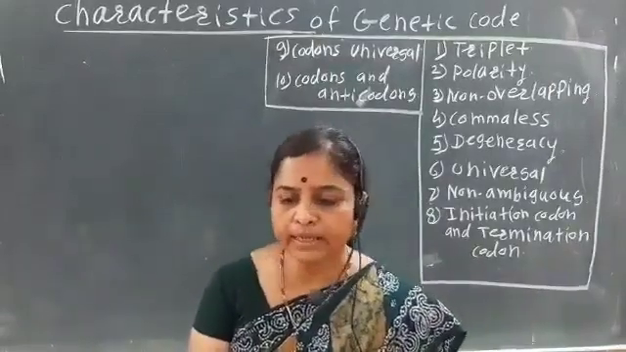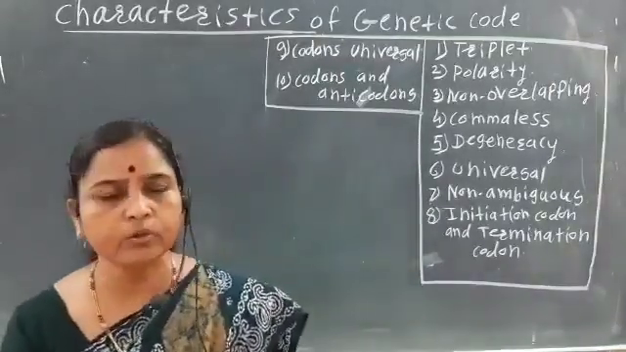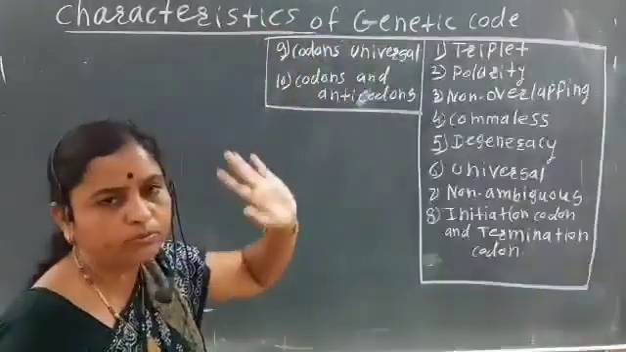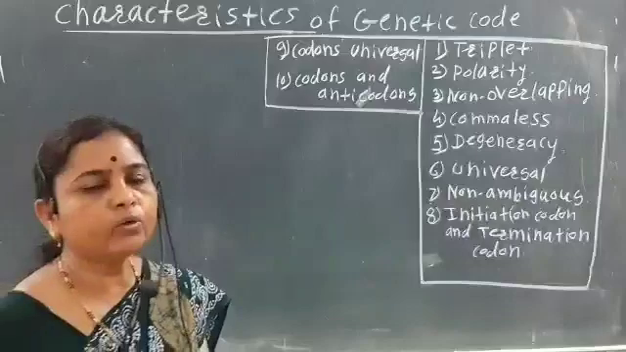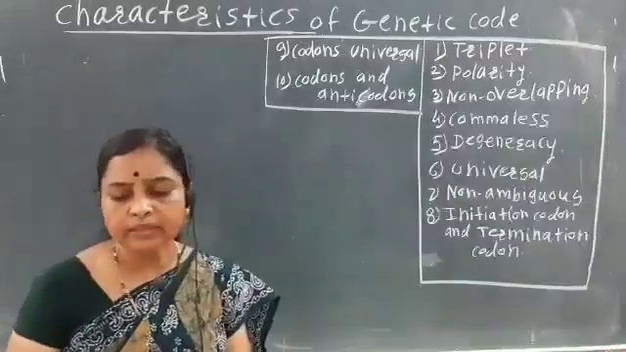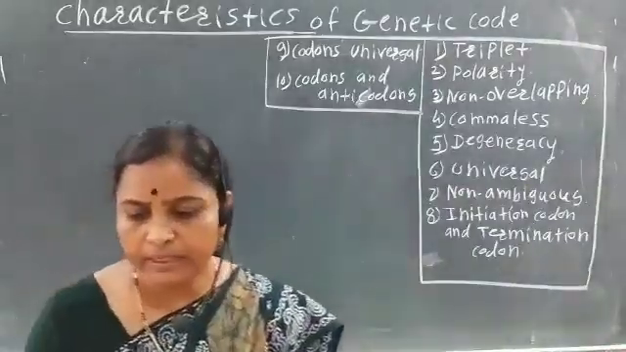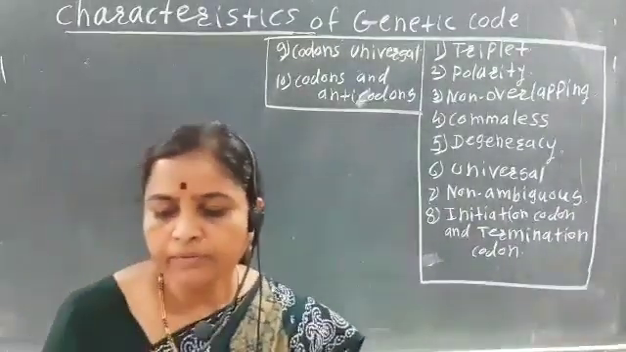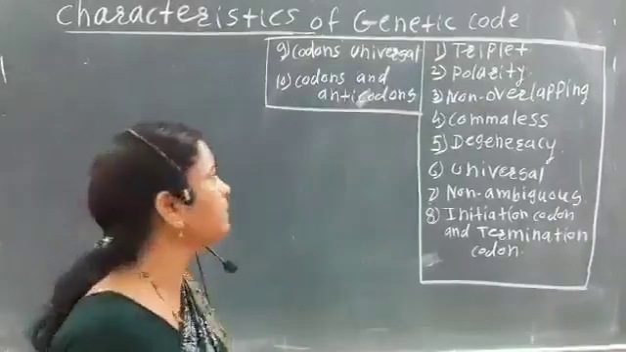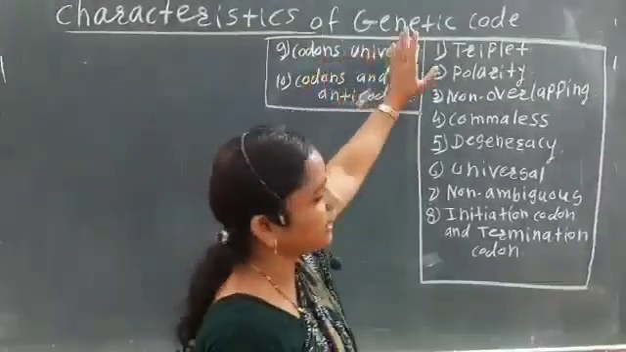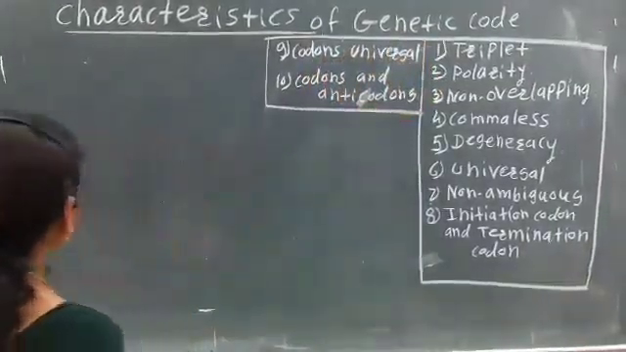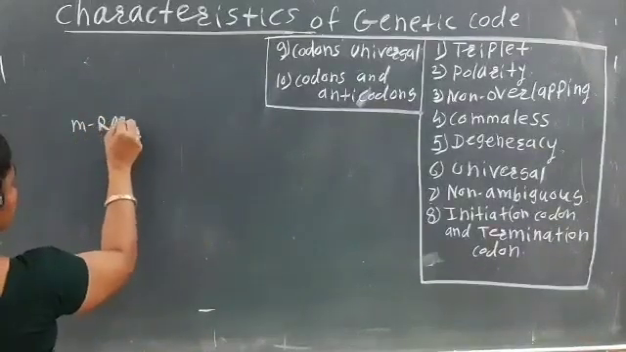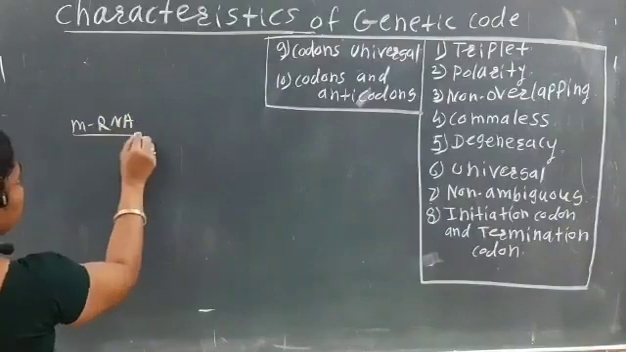Now, at the beginning, the characteristics or properties of the genetic code. So what are the characteristics of the genetic code? So genetic code means what? The genetic code is mainly in the form of triplets, and it is always present on the mRNA. म्हणजे जे genetic codes जे आहेत, where they are present, they are present in the mRNA.